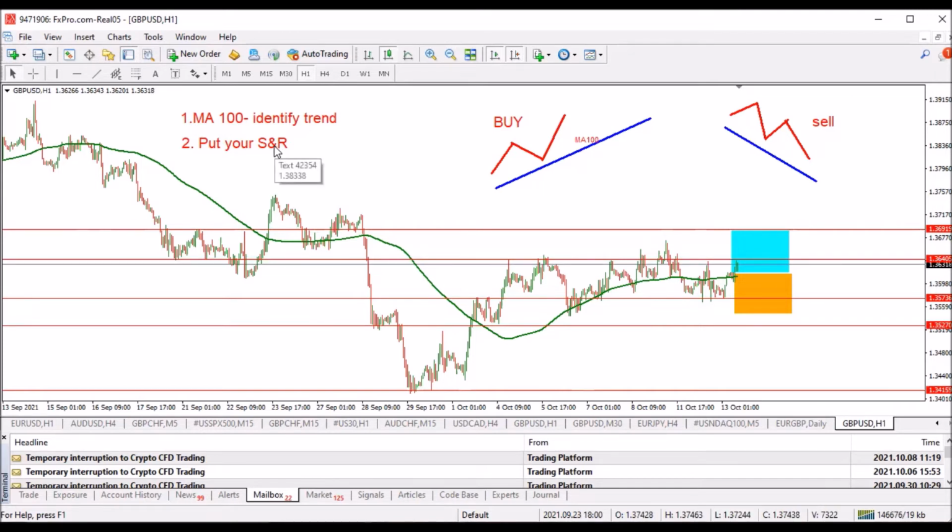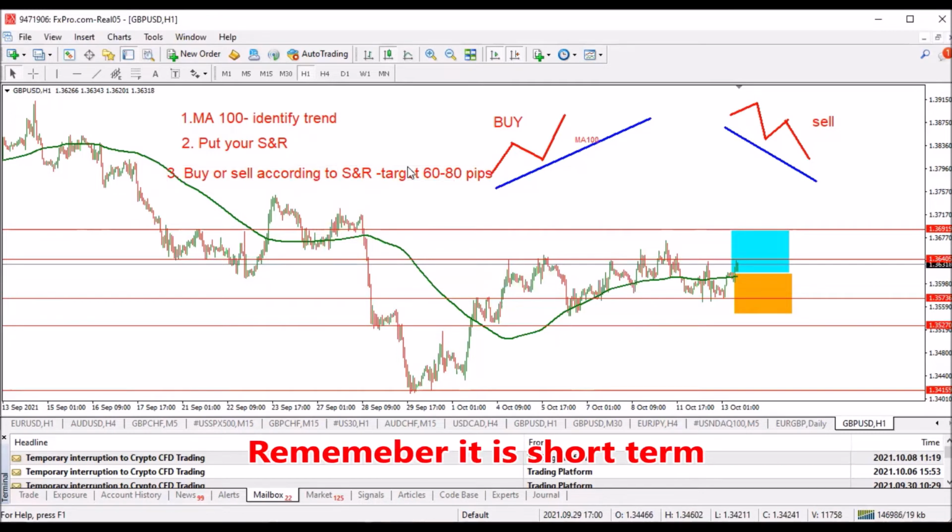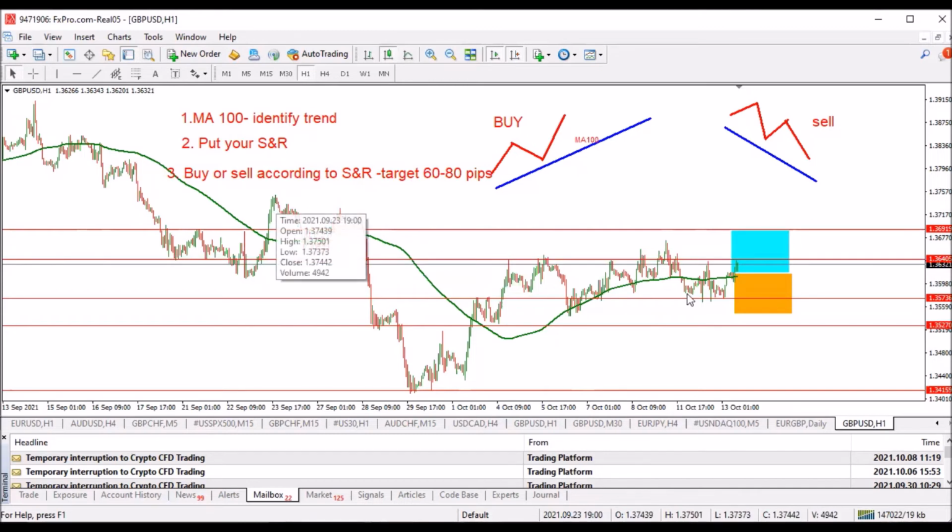So yeah, that's the second step. And then the third step is to obviously buy or sell. So that's the third step, guys, is to buy or sell according to the SNR position. Okay, it depends on where it is. So if it's below, obviously you sell. So if it's up, you know you're buying. Okay, and you target 60 to 80 pips. Okay, so that's simply how it is. We can also check another way, another one, but this is exactly how you can do it. This is quite beginner friendly. So this is beginner friendly.